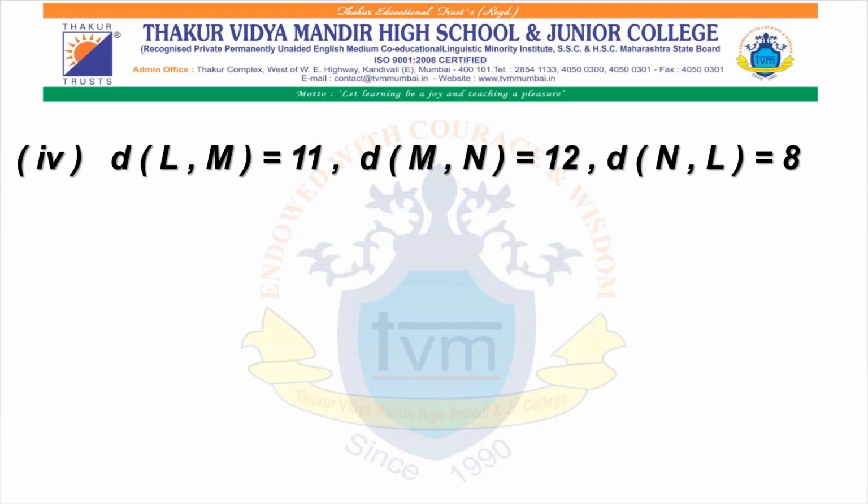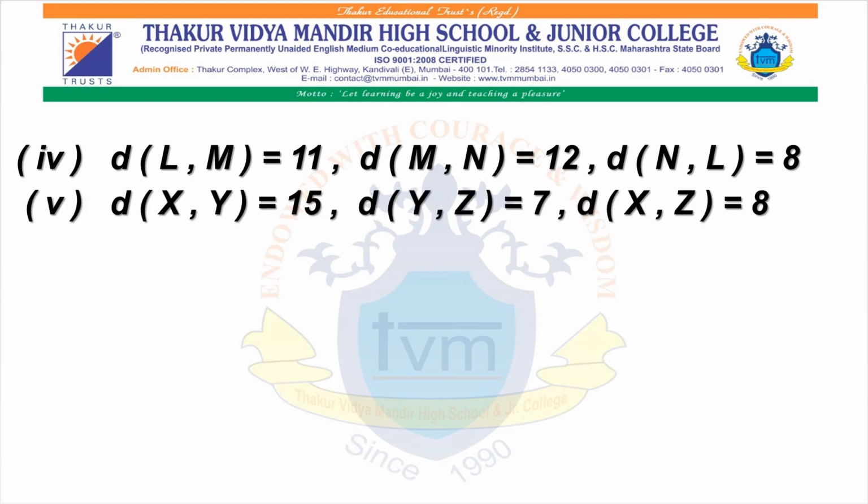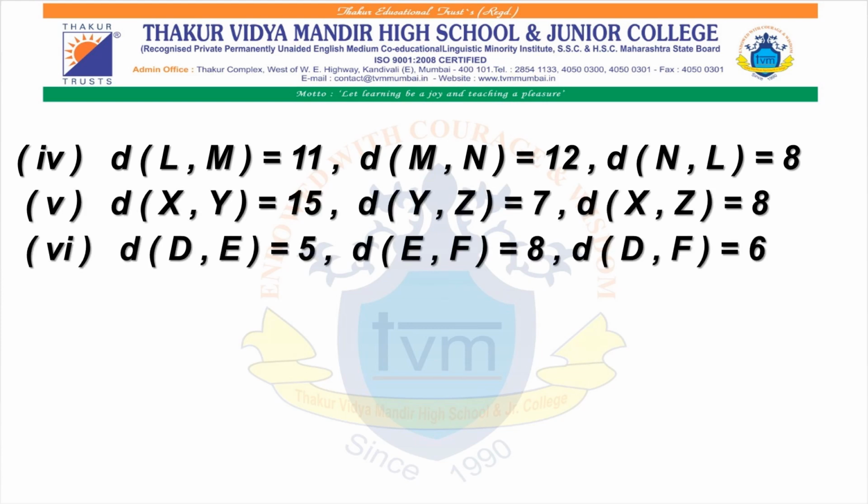Now question number 4. Distance LM equals 11, distance MN equals 12, distance LN equals 8. Question number 5 here, question number 6 over here. That you can try on your own by using the same method.